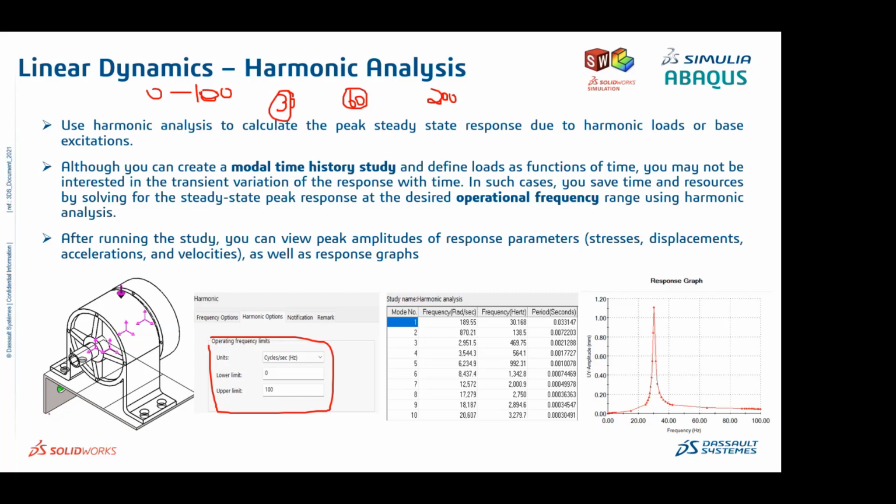Just as an example, I have a frame which supports a generator. This generator is rotating, and the operating frequency of this generator is, just an assumption, from 0 to 100 hertz. So I will be performing a frequency analysis and getting the first 10 modes, and then I will be performing the harmonic analysis. You can see 30 is my first mode, and 30 comes here.